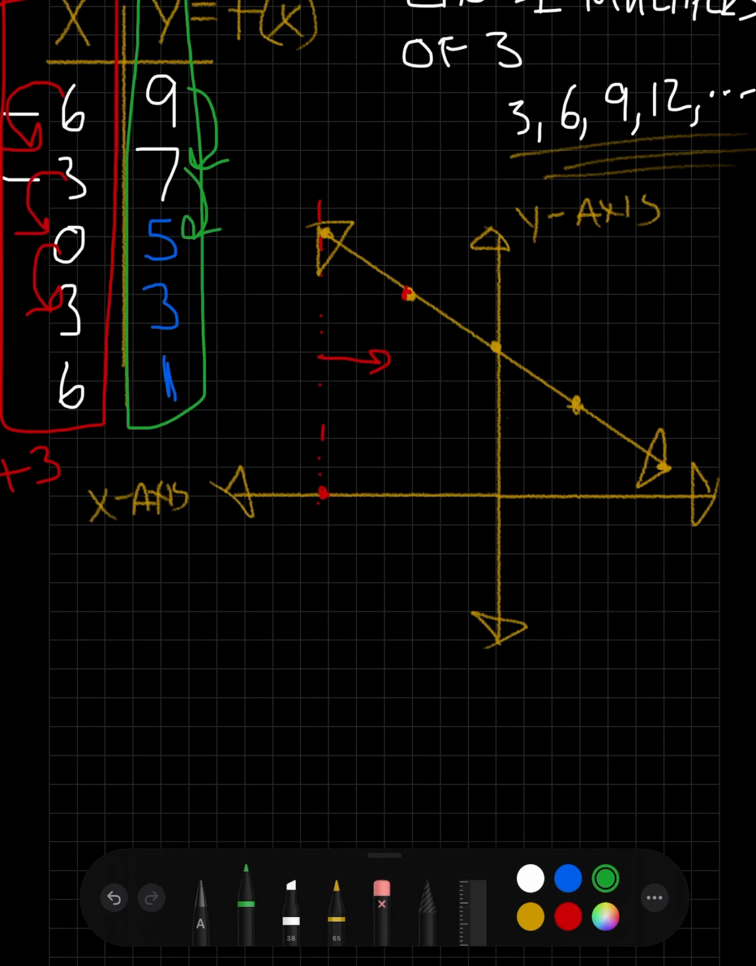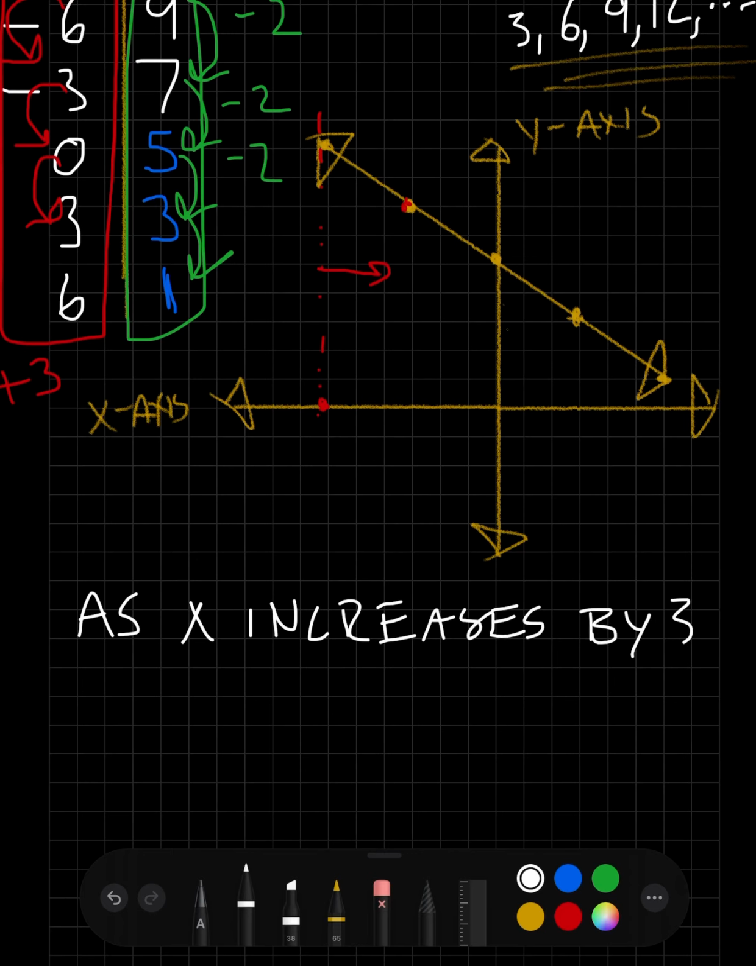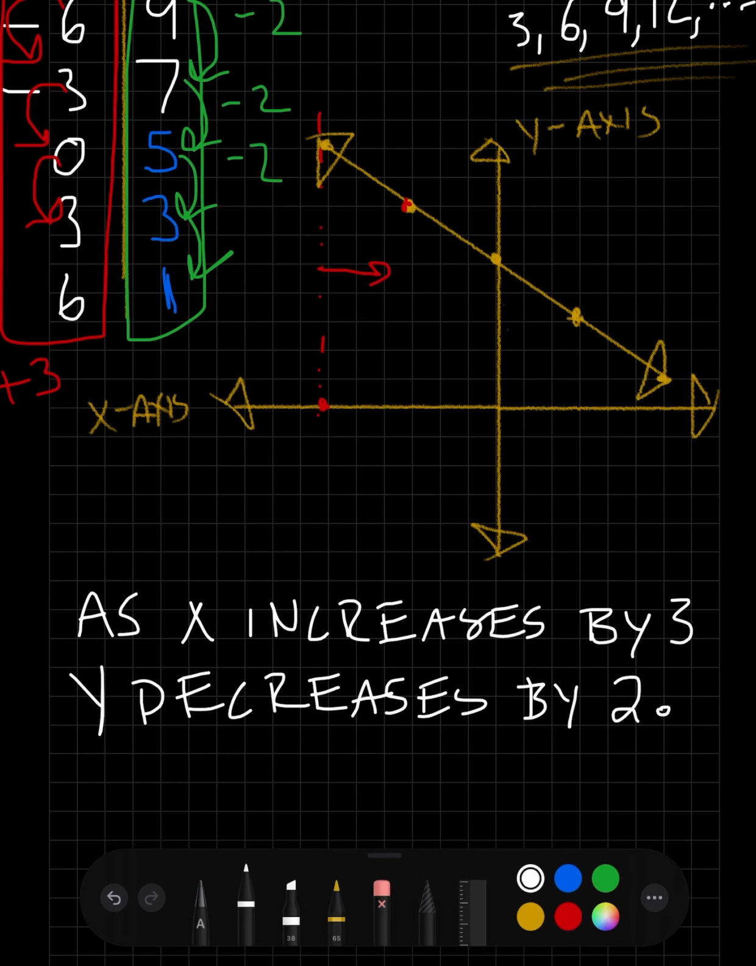And the same thing happens every time. I'm subtracting 2. So as x increases by 3, y decreases by 2. And that's actually going to teach us a little bit about how to find the slope.